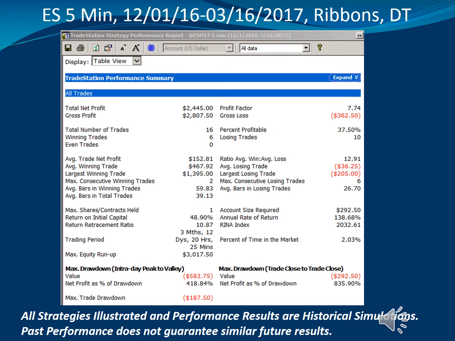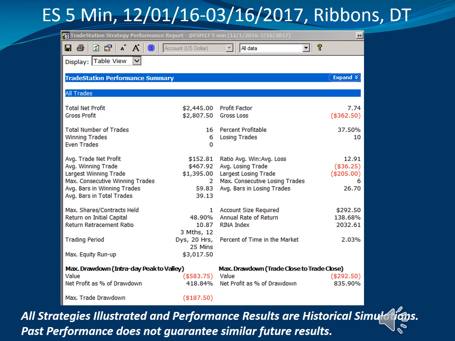The last strategy we're going to look at today is Razor with ribbons, and it's the best and the worst. It's the worst as far as percent profitable, only 37%. It only has 16 trades in this whole period. It only makes 24.45. But the arena is very high at 20.32. The drawdown's very low at 2.92. The average trade size is very high at 152.81.